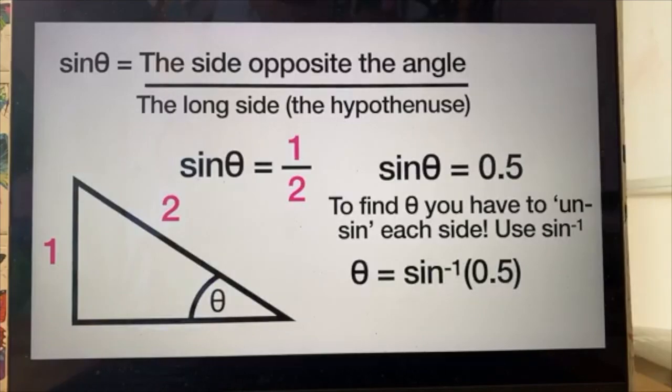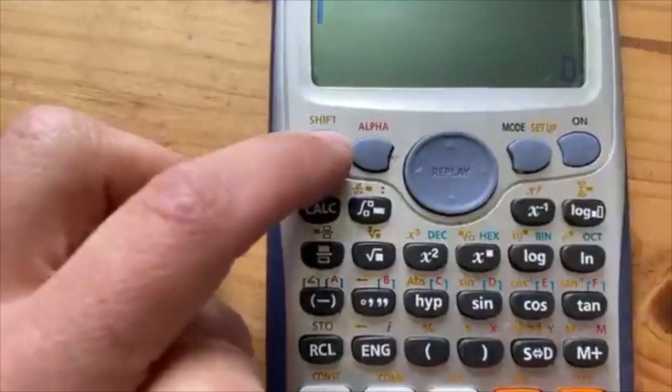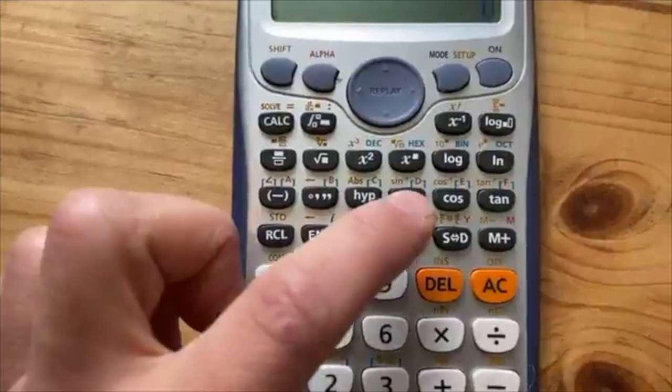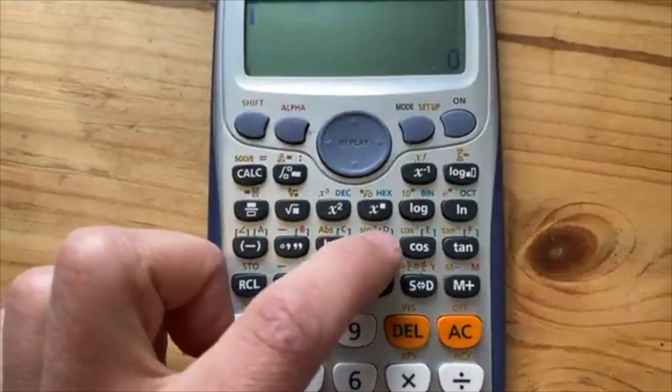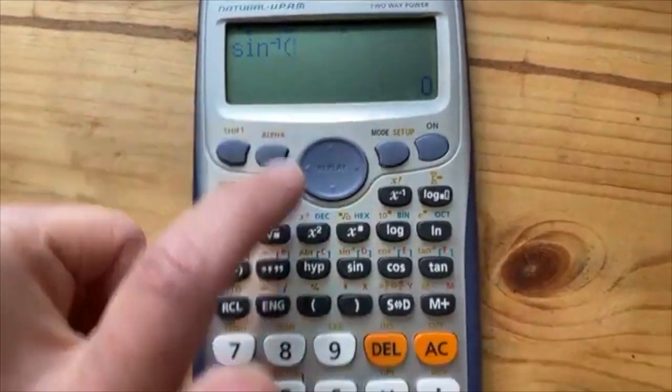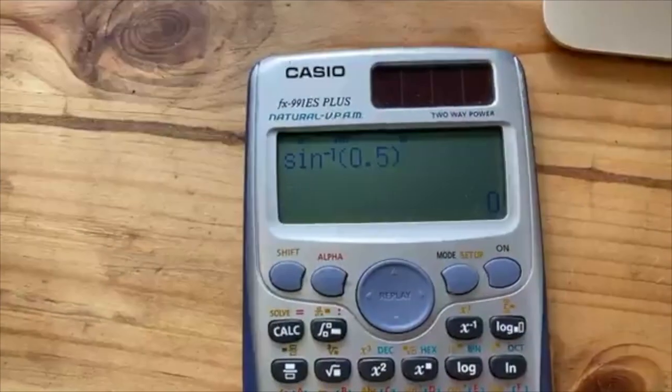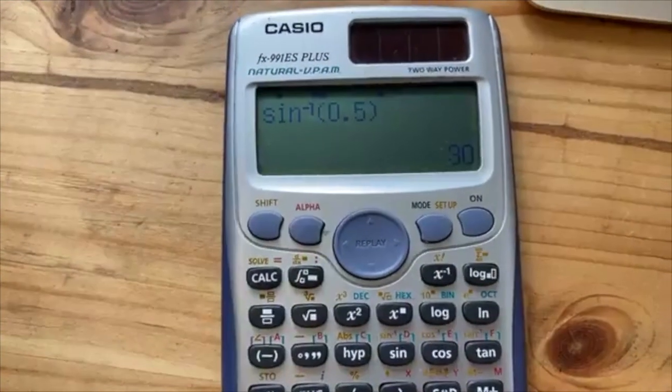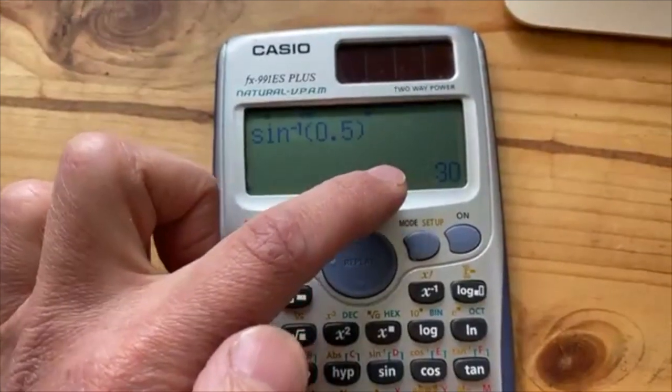And then you just put that into your calculator, right? Let's do it. On my calculator, I do shift, and then I find the sine button, because if I press shift first, then it does sine minus 1 for me. And I put in 0.5, and then we press equals, and we get, oh, look at that, 30 degrees. A beautiful answer. It's like I prepared it.